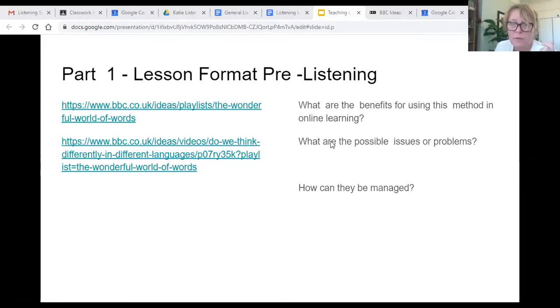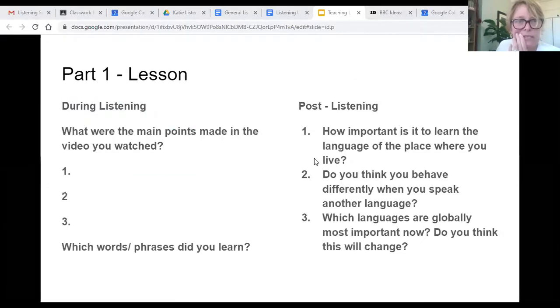Okay, now let's have a think. What are the benefits? And we're going to go into our chat rooms. I'm going to put you into some breakout rooms, and I'm going to give you some questions to answer. Okay, so thinking about the listening, I sent around some pre-listening tasks. So the pre-listening brought up some vocabulary, and it was about how language really affects us and why it's important, okay?